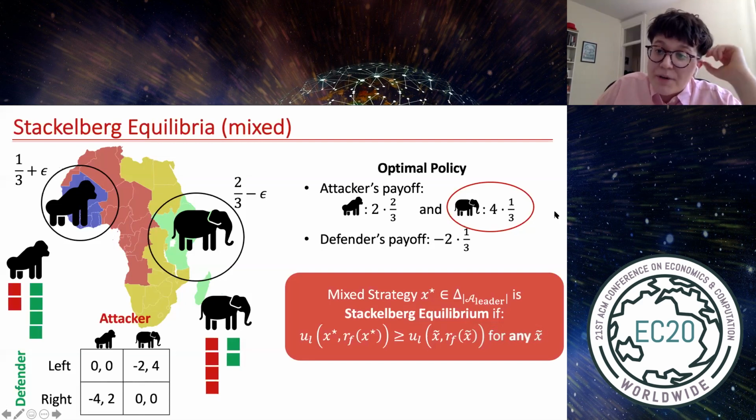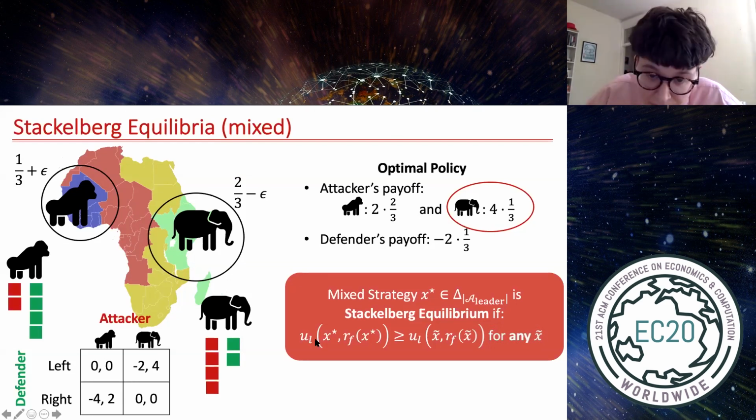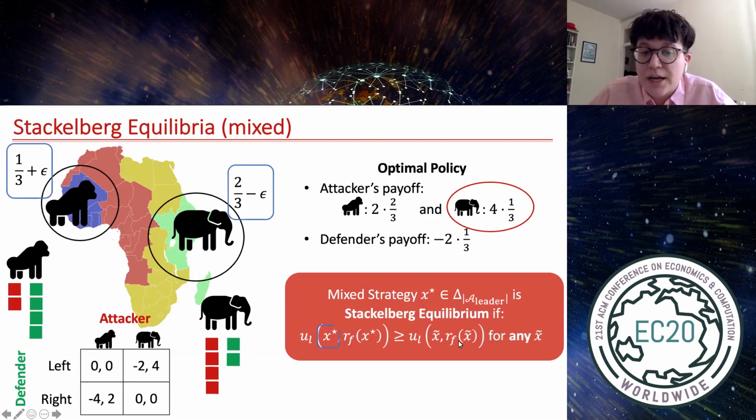Okay, so a mixed strategy X star in the simplex is a Stackelberg equilibrium if the utility of the leader for playing X star, if you allow the attacker or the follower to best respond to this strategy, is better than the utility that the leader would get for any other strategy X tilde, if they had given the opportunity to the follower to best respond. And by the way, we use the words leader and follower for defender and attacker respectively.